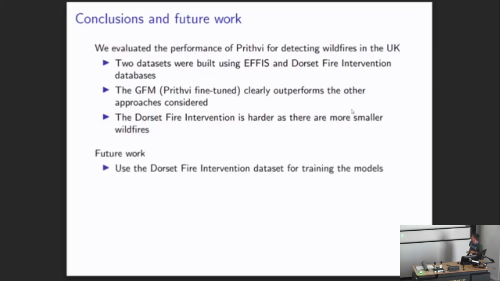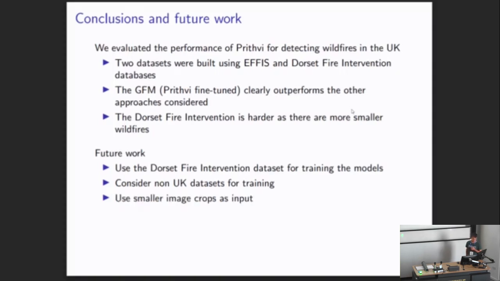In the future, I think that one obvious thing to do is to use this Dorset Fire Intervention dataset to train the models. I think it will quite easily improve the performance. But also, especially for the training, what I think is to consider non-UK datasets to train on, so I have more data, and this could, I think, really improve the performance of my models. I also can consider smaller image crops as inputs. I think this could potentially improve the detection of smaller wildfires.